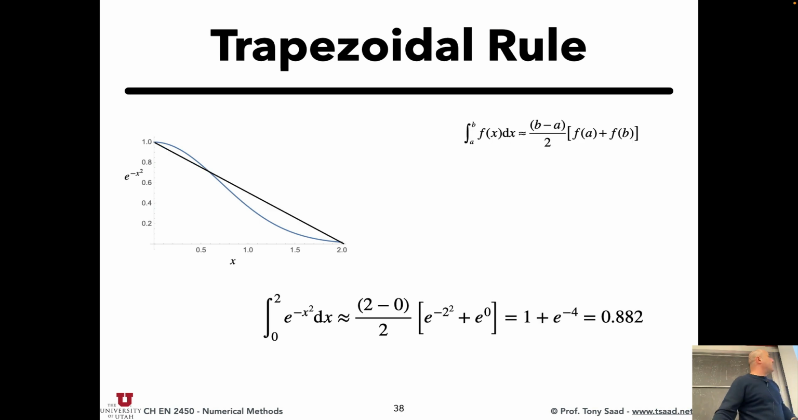And then using the trapezoidal rule, you draw a straight line between the endpoints. Trapezoidal rule is (b minus a) over 2. So that's (2 minus 0) over 2 times f of a, e to the 0, plus f of b, e to the minus 2 squared, right? Because you have e to the minus x squared. And then you get 0.882, whatever.